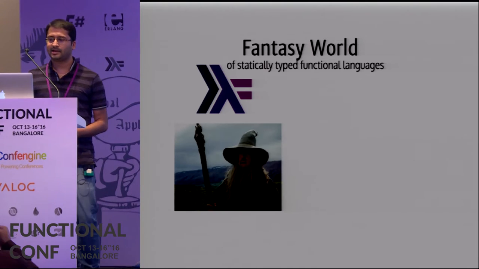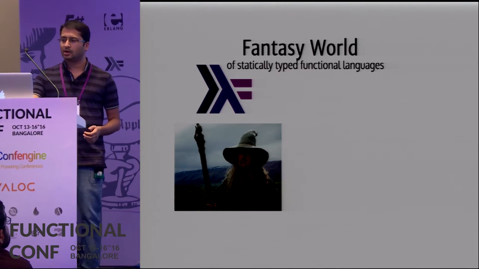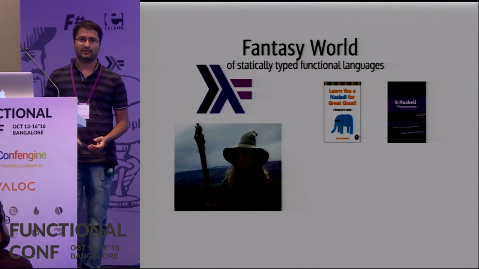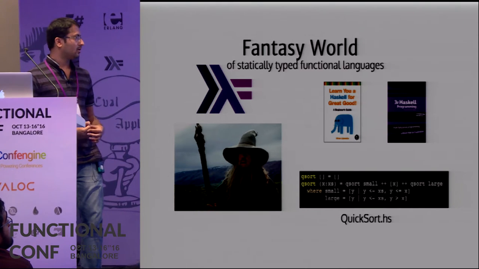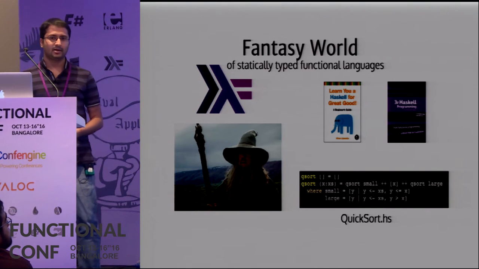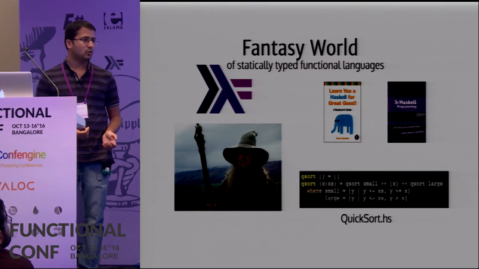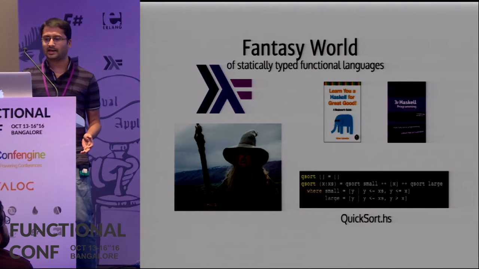One day, a friend tells you about the magical world of statically typed functional languages like Haskell. He's so excited about its features like referential transparency and lazy evaluation. You are equally excited, and you start reading Haskell books to find out for yourself. One day, you stumble upon this code for quicksort. This is the most elegant code you have ever seen, and you cannot imagine any way in which you can write code like this in any of your favorite languages. So that's the promise of statically typed functional languages.